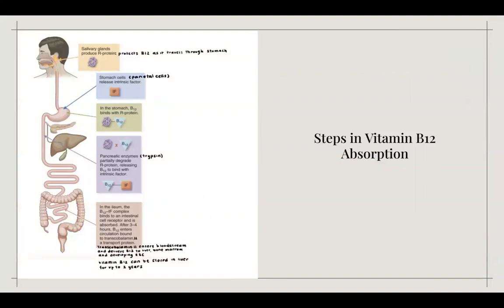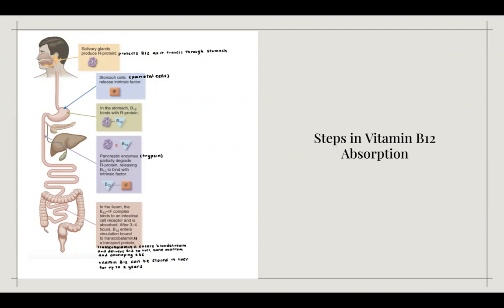Okay, what are the steps of vitamin B12 absorption? In vitamin B12 absorption, it starts in the salivary glands. The salivary glands produce R protein. R protein protects B12 as it travels through the stomach. Next, stomach cells, specifically parietal cells, release intrinsic factor. In the stomach, B12 binds with the R protein.